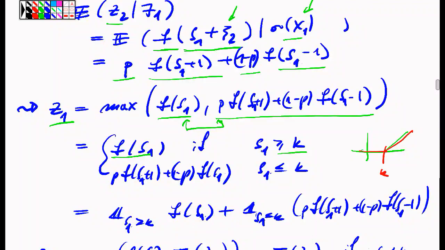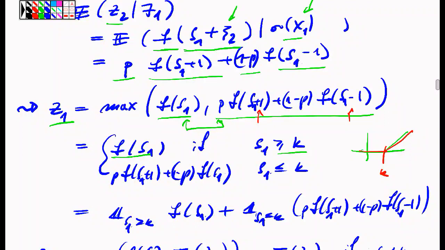Here's this number k. If S1 is greater or equal to k, then f of S1 will be bigger than this convex combination of the other possible payoff values that you obtain when you take the payoff at a later moment of time, which also accounts for the additional jump up and down caused by the next evaluation of the psi random variable.